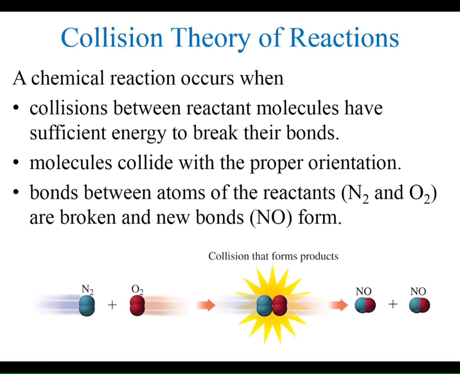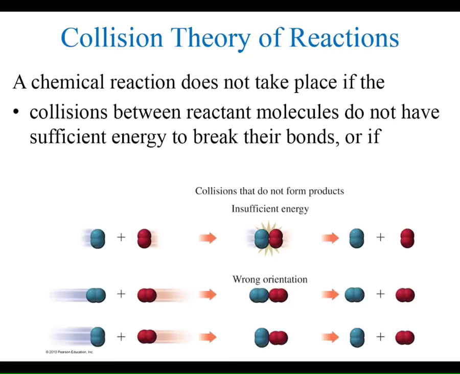So our goal then is to try to use this theory and figure out how I can increase the likelihood that our collisions will have enough energy and they'll collide with the right orientation. And if we can master those pieces, then we can make our reactions faster and more sustainable, which is what we want. So, again, if they collide and they don't have enough energy, they just bounce off each other.